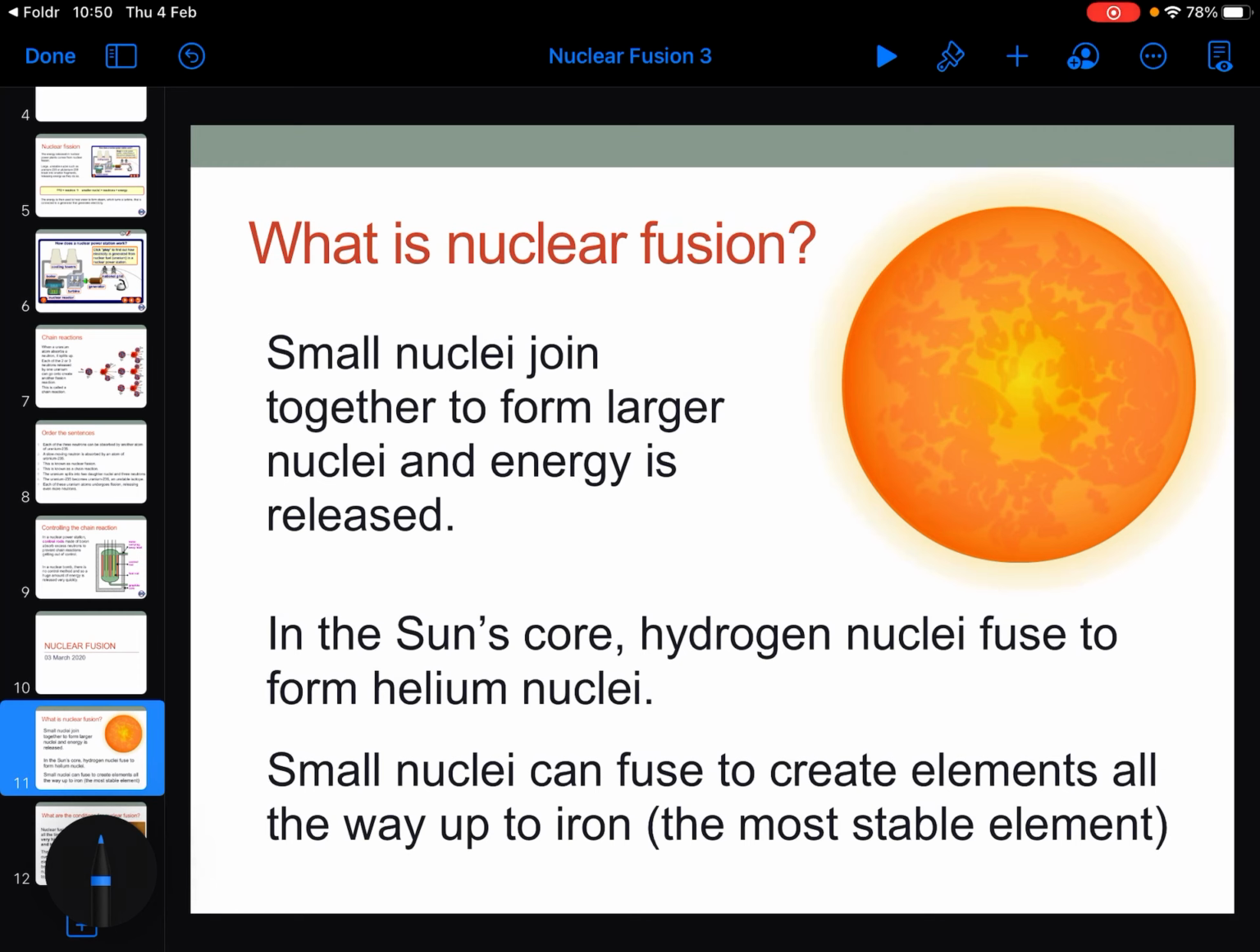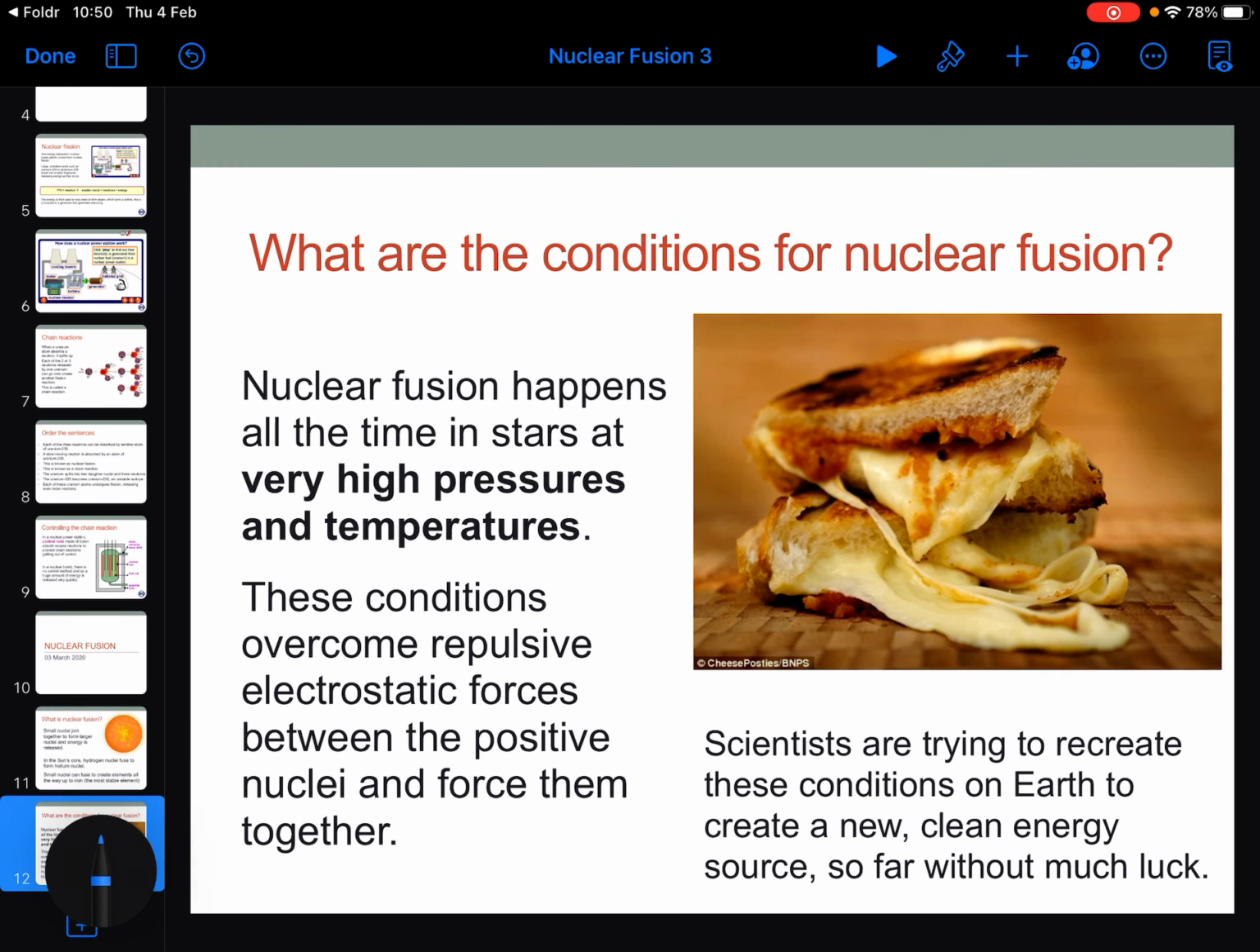So this only happens under certain conditions, and those conditions are the same as this delicious cheese toasty. It only happens at very high pressure and very high temperature. And the reason that you need high pressure and high temperature is because you are trying to take 2 positive nuclei, which are going to repel each other, and force them together.